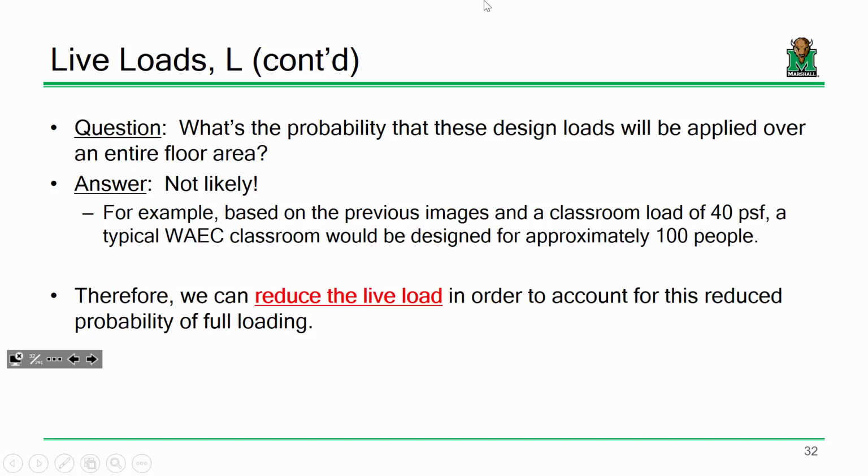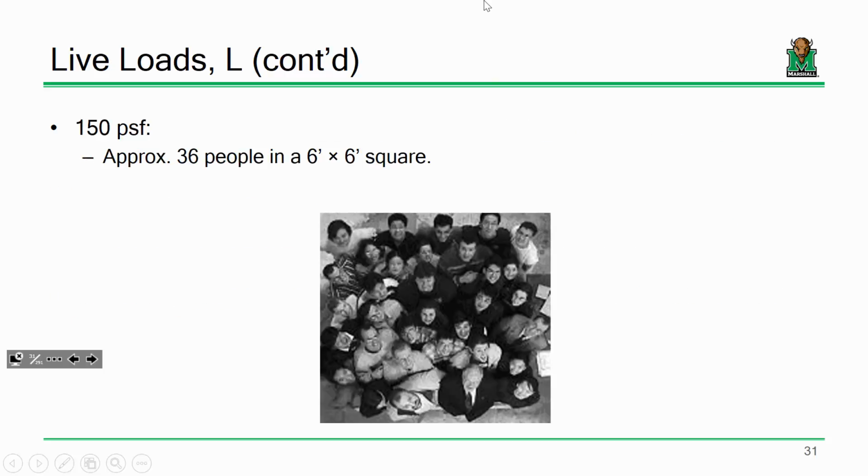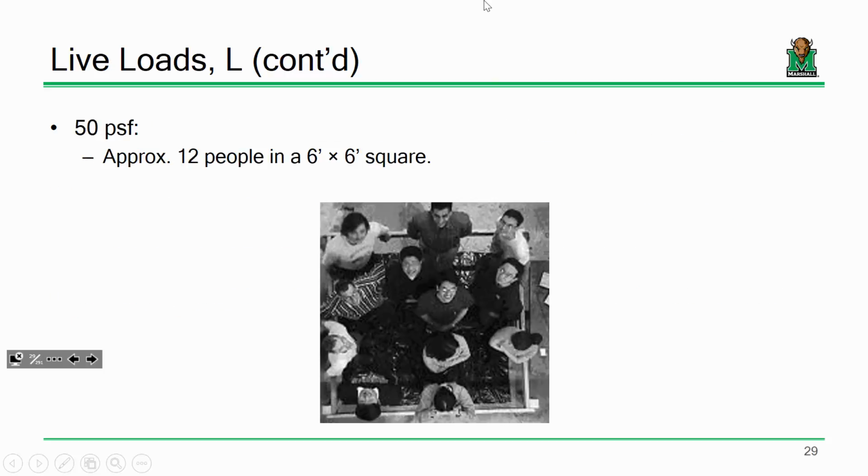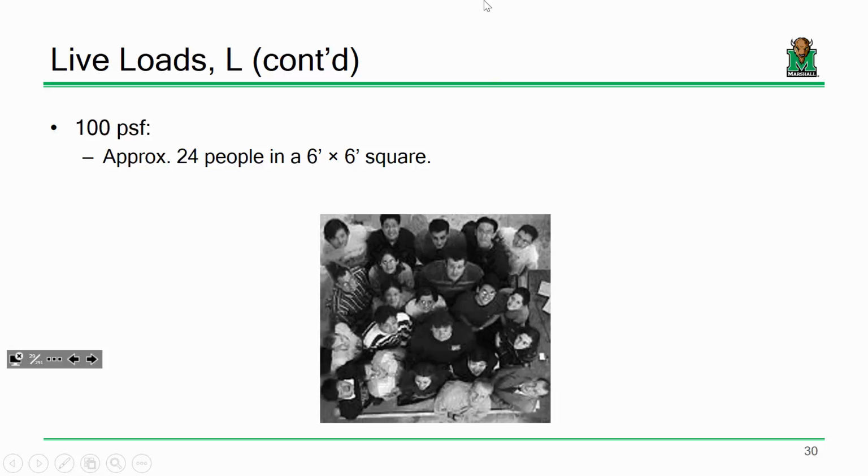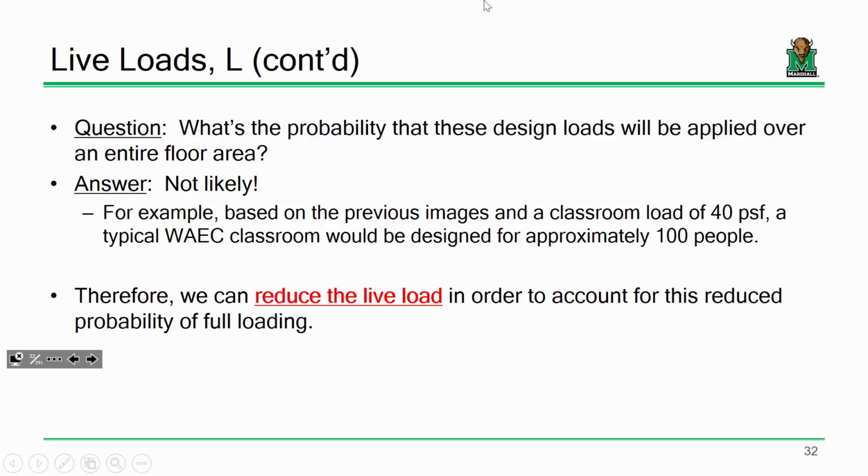Now, let's do this. This is 50 pounds per square foot. That's approximately 12 people in a 6 foot by 6 foot square. Now, if you take a typical classroom in this building and you apply 40 pounds per square foot and use that analogy, ask yourself how many people would have to be in this room to reach a load of 40 pounds per square foot. If you do that math, you'll find that roughly you're going to need over 100 people in this room to reach 40 pounds per square foot.